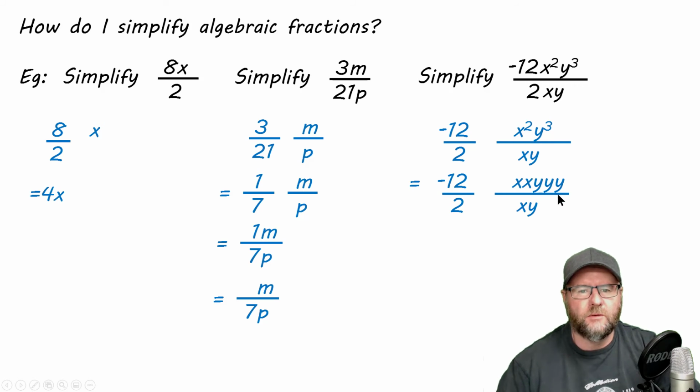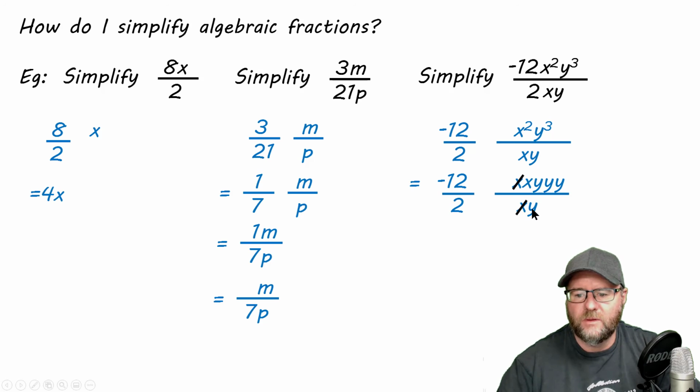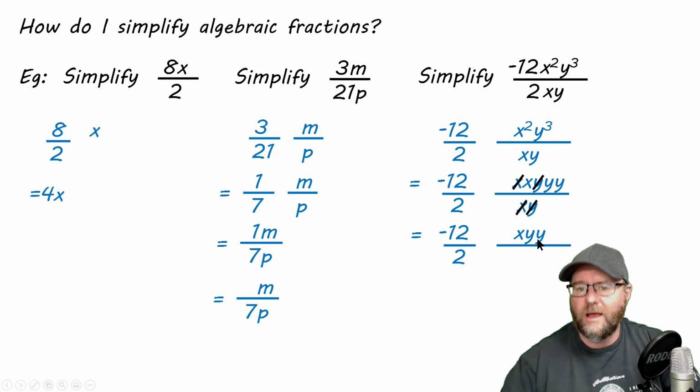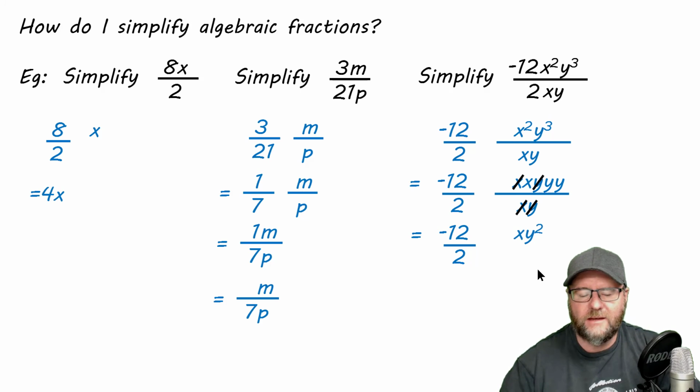The reason I do that is I'm looking for pairs on the top and bottom that I can cancel out. So if there's a pair of the same letter on the top and bottom, like in this case I can see the x's, I can cancel one on the top, one on the bottom. I can do the same with a y. I can take one from the top, cancel it out with one on the bottom. What that leaves me with now is x, y, y on the top, and there's nothing on the bottom. I've cancelled both of those out. I can write y, y as y squared, so let's do that.